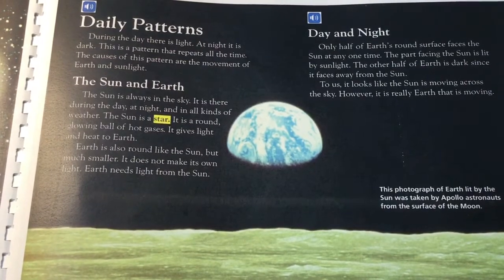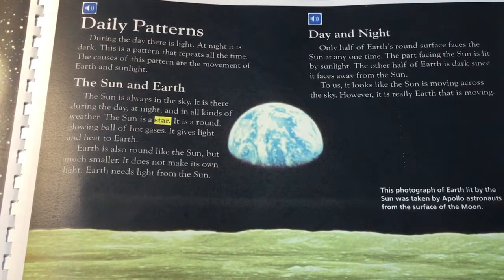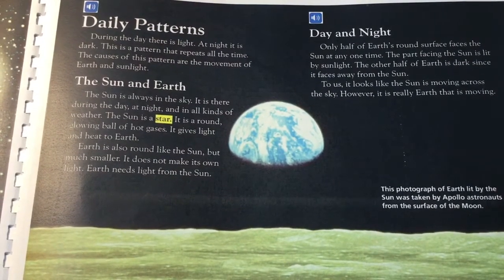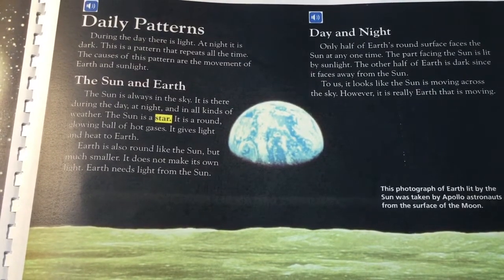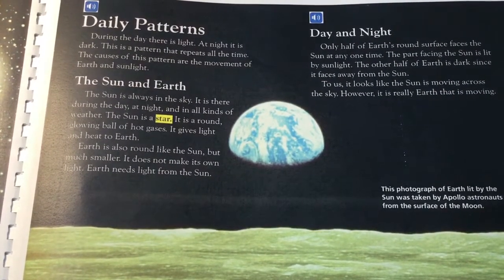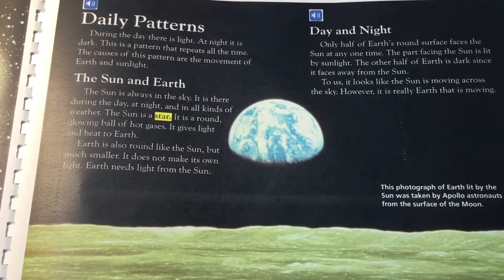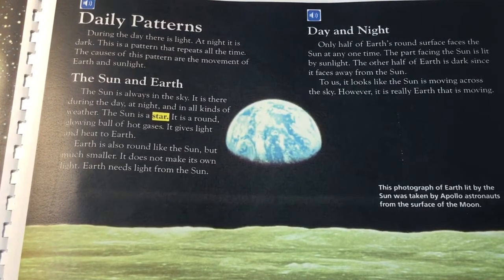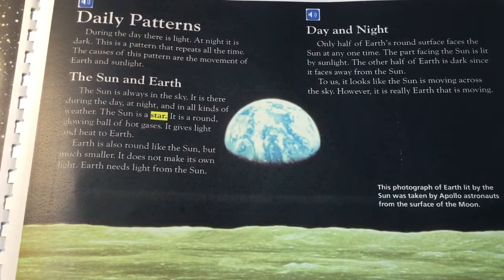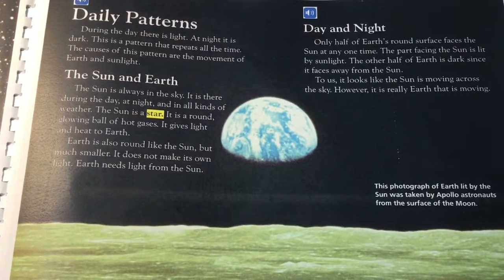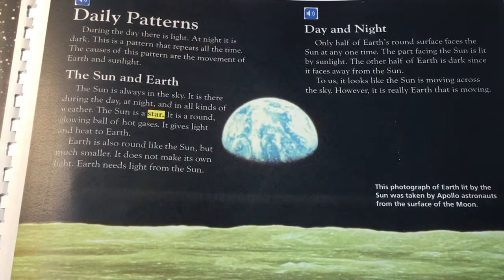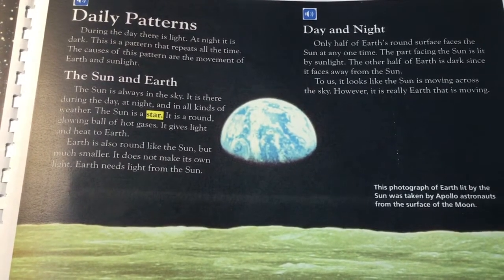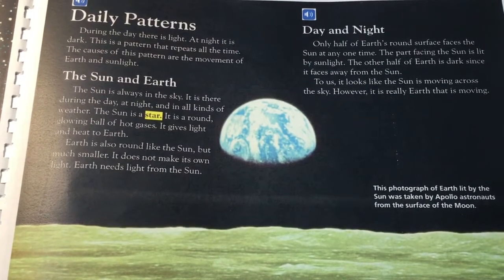Earth is also round like the sun, but much smaller. It does not make its own light. Earth needs light from the sun, day and night. Only half of Earth's round surface faces the sun at any one time. The part facing the sun is lit by sunlight. The other half of Earth is dark since it faces away from the sun.